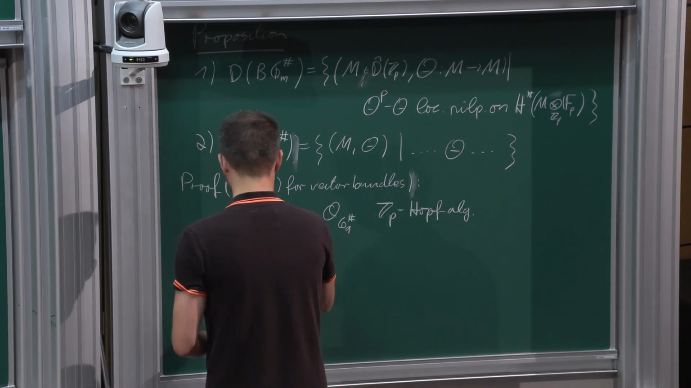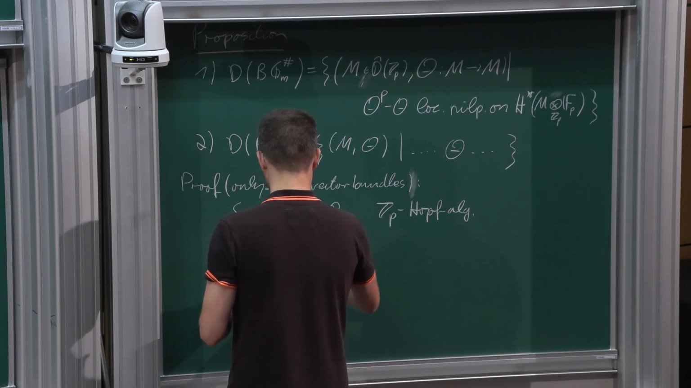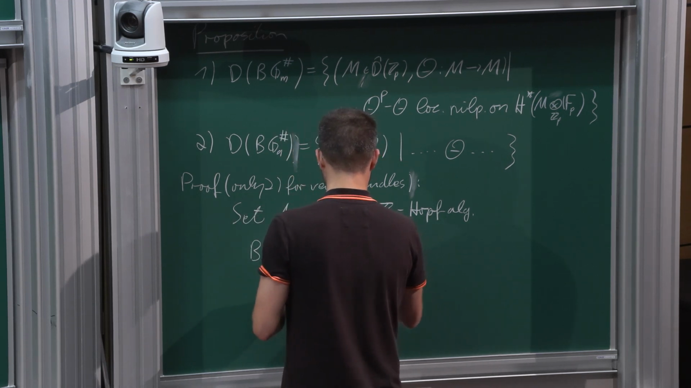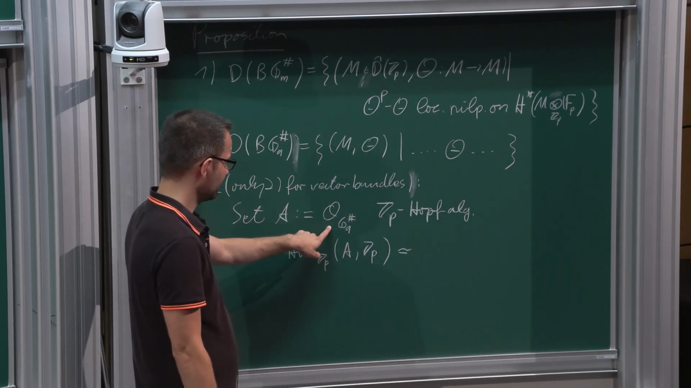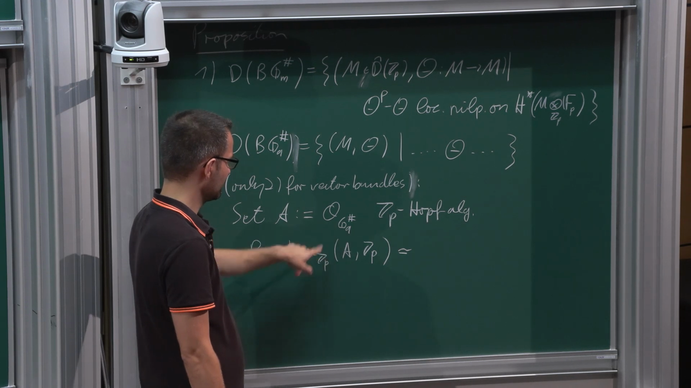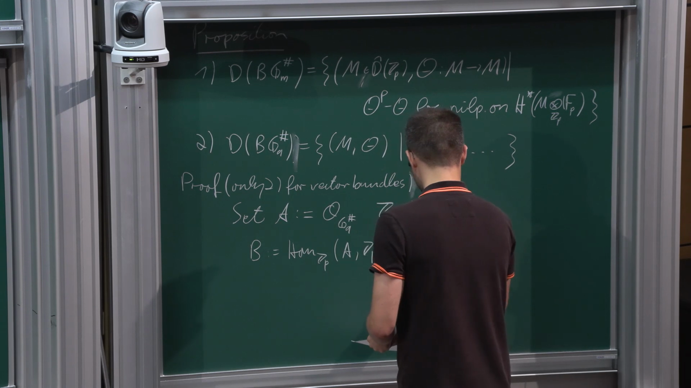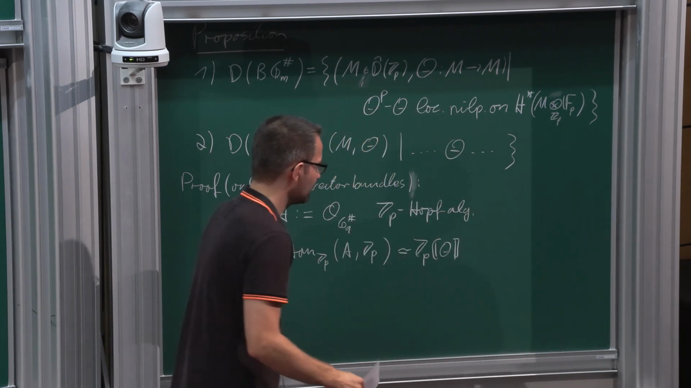What we can do is consider the dual of this Hopf algebra. Because of the divided powers in the definition of O of G_a sharp, the dual will just be a power series algebra. Let's call the generator theta.